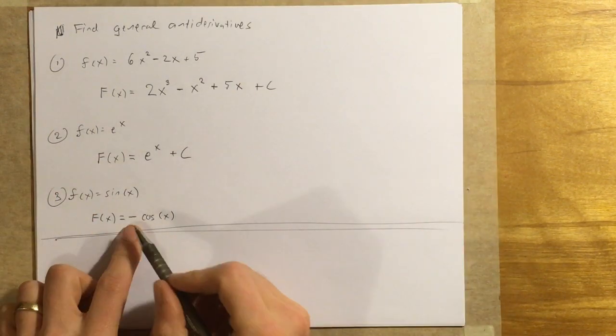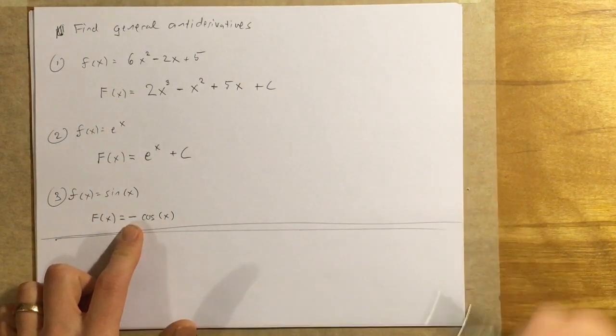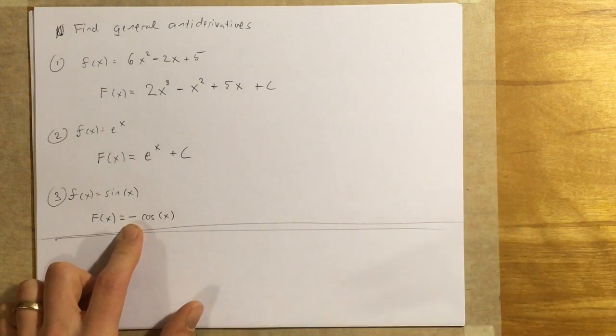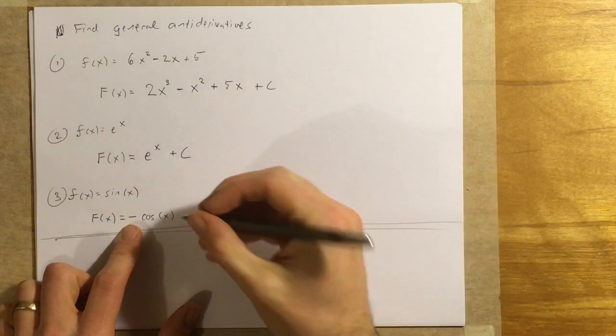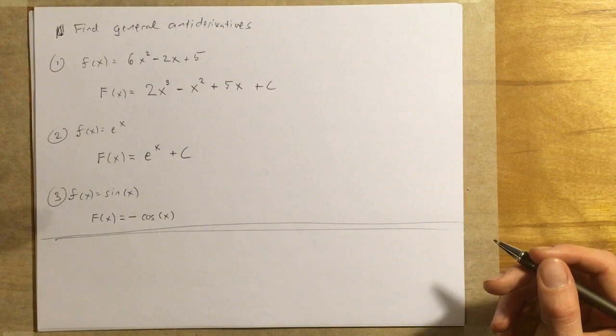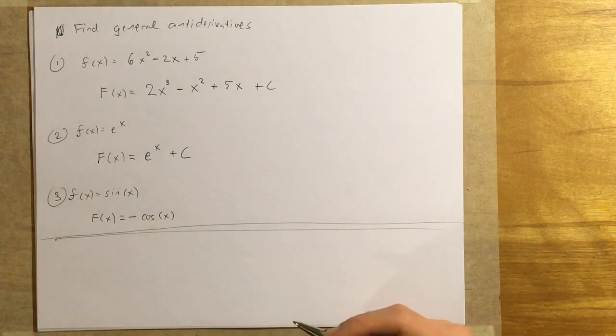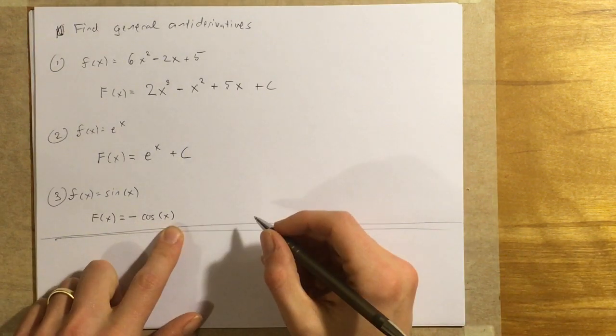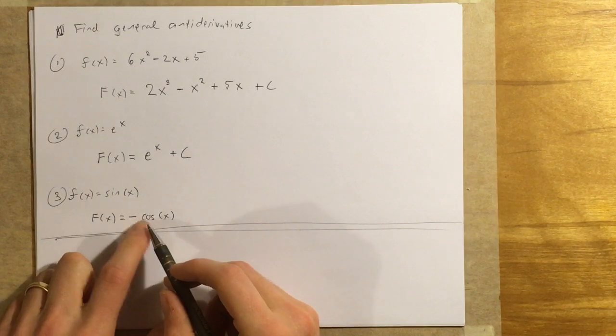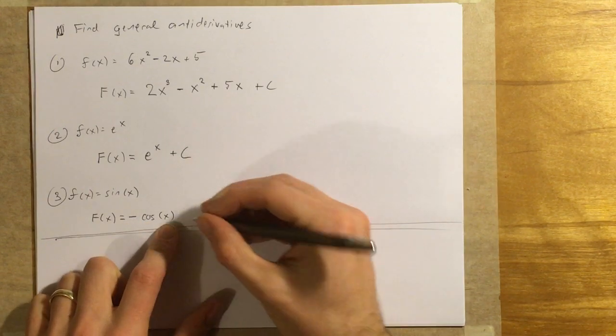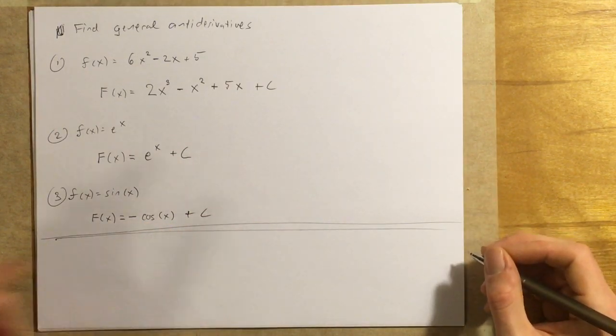Turns out this idea of the constant multiple rule, where the constant multiple sticks around, still works for antiderivatives. You can almost reason that it has to. If it works for derivatives, it has to work for antiderivatives as well. So what we want here is not cosine, but negative cosine of x, and then as always, plus c.